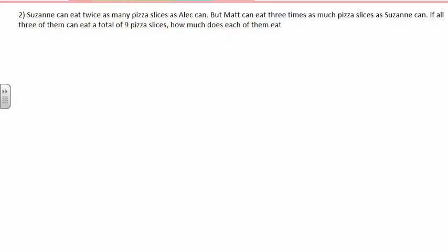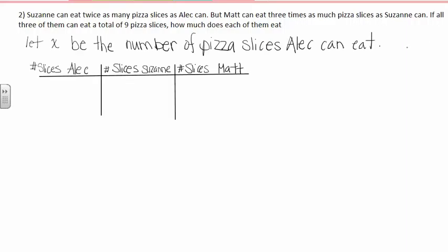So the first thing we need to figure out is what is going to be our variable. As we know, there are 3 people in this problem: Suzanne, Alec, and Matt. But if we read the question carefully, we can see that all 3 of those people depend on Alec, because Suzanne can eat twice as many as Alec, and then Matt can eat 3 times as much as Suzanne, and we know that Suzanne depends on Alec. So essentially, everyone's amount depends on how much Alec can eat. Therefore, Alec is our variable. As a result, we want to let x be the number of pizza slices Alec can eat.